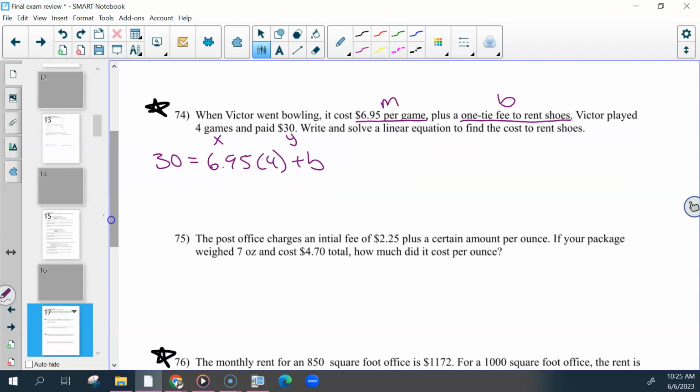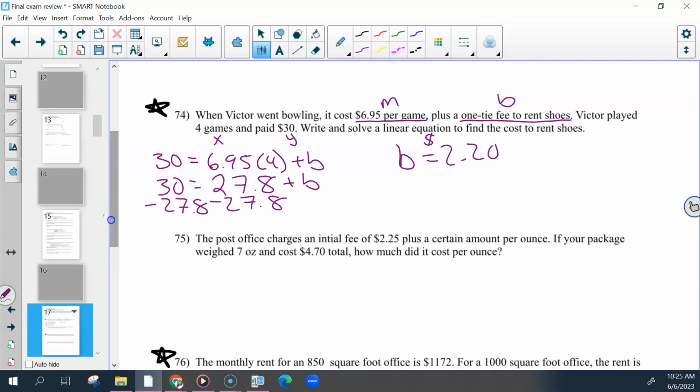Multiply 6.95 and 4, so we get 27.8. And then get b by itself by subtracting 27.8 from the other side. What is our b value? Since we're looking for a one-time fee, this would be dollars. We have to label. Do you have any questions on how we set that up, solved it, got the answer?